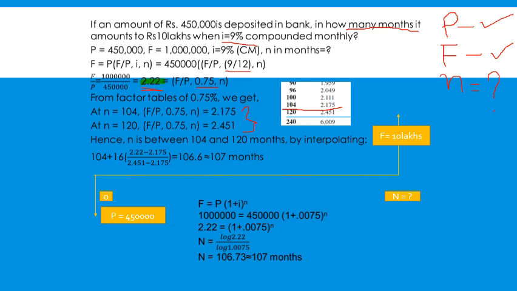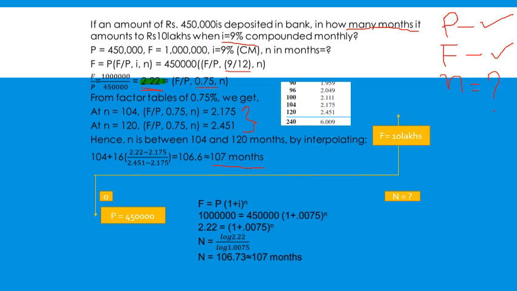In factor tables, do I get that exact 2.22? No. 2.175 at n is equal to 104 and 2.451 at n is equal to 120. 2.22 is in between 2.175 and 2.451. Hence, what I have to do? I need to interpolate. When I do the interpolation, I get n as 107 months. That is nothing but your 12n value. That is the total 12n is equal to 107.